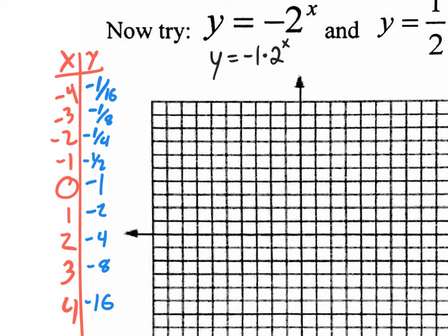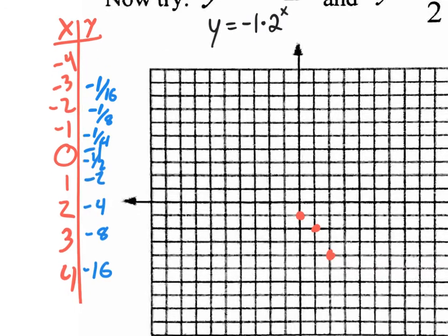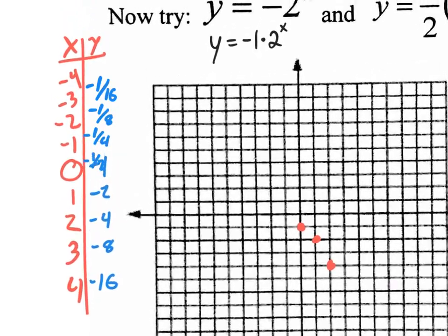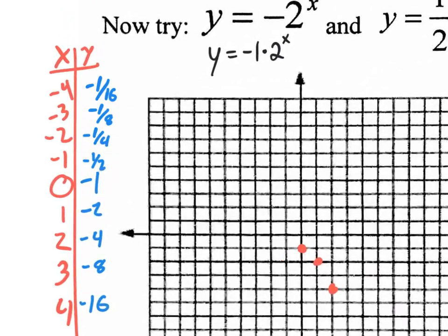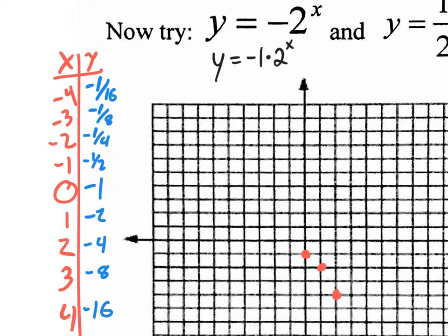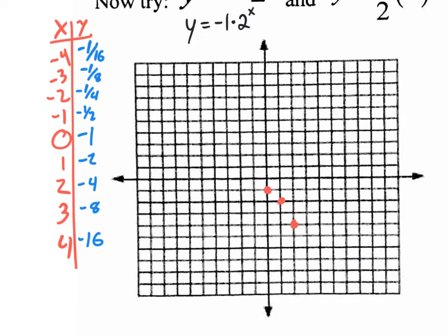So let's graph 0, negative 1. 0, negative 1 is right there. Let's graph 1, negative 2 right there. Let's graph 2, negative 4. 1, 2, negative 4 is right there. 3, negative 8. Need to zoom out a bit. Here we go. So positive 3, negative 8, 1, 2, 3, negative 8's down here. Now let's go in the negative direction.